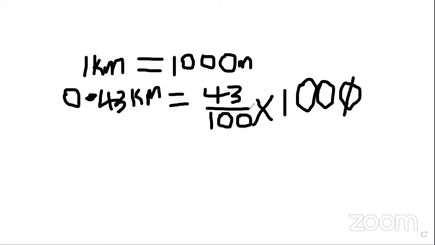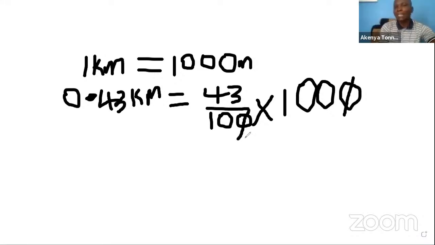Then also 100 divided by 10, we remain with the 10 because we cancelled the 0. Do we still have something else to cancel? I can't see anything on screen. You cannot see, eh?